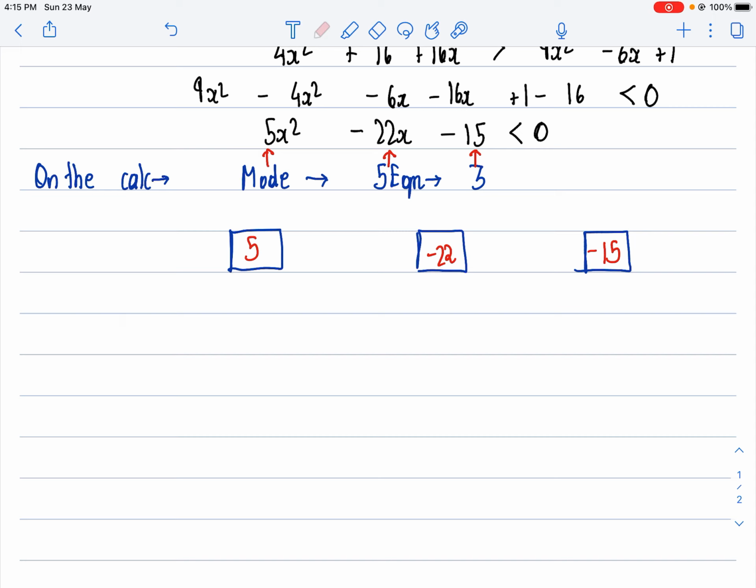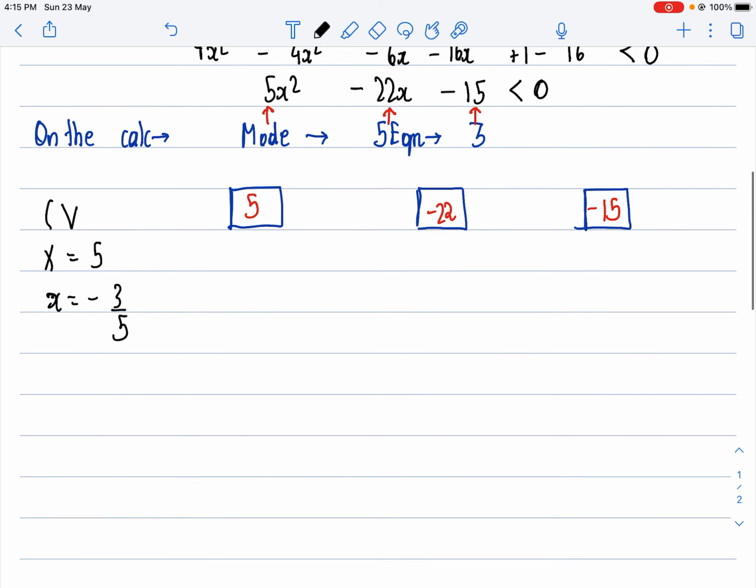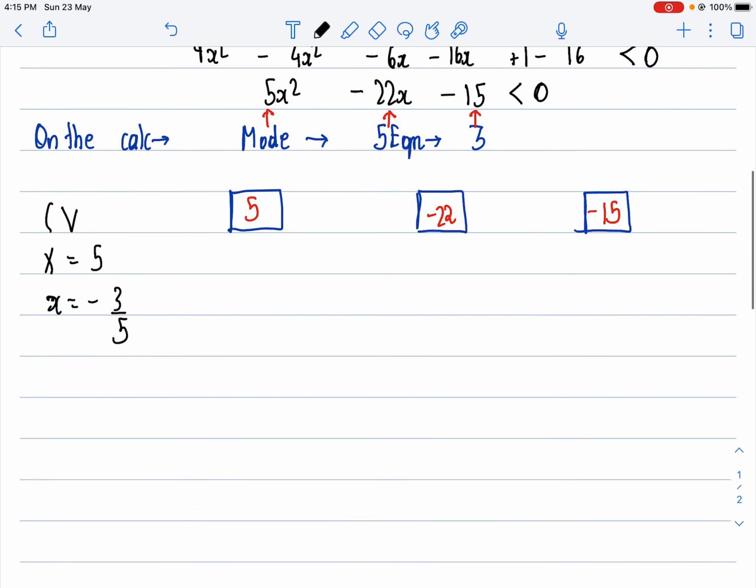When you do that, you get your answer basically as x equals 5, and x equals minus 3 over 5. These are basically your critical values because of the equal to sign. But now this is an inequality, so you need to determine the signs. For that, I'll make a number line. I know minus 3 over 5 is somewhere here and 5 is somewhere over here, and these are my critical values. What I need to do is take a value in between them.